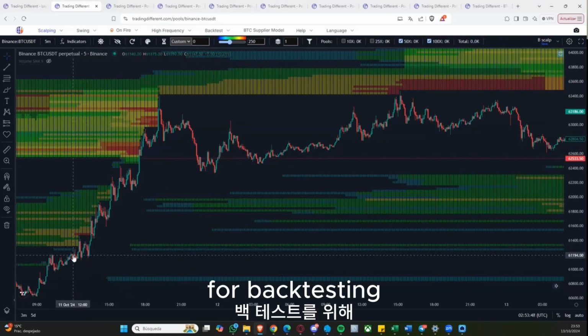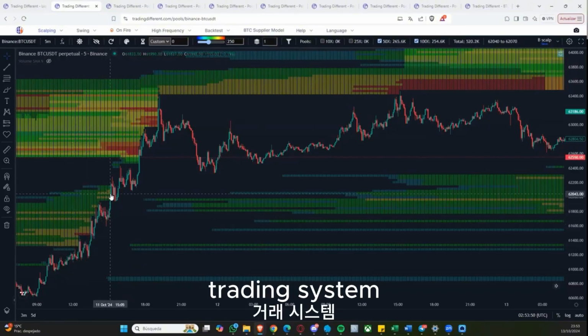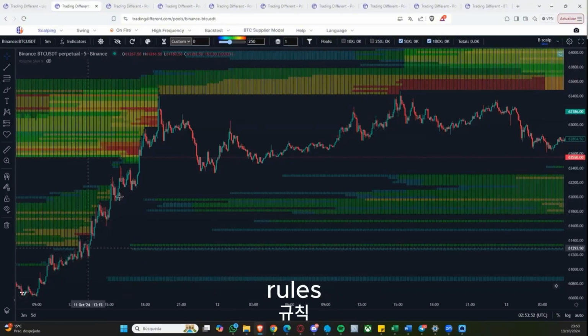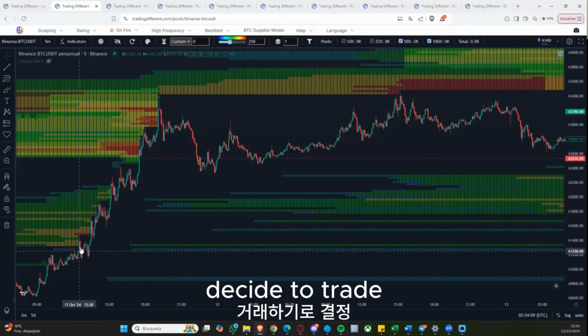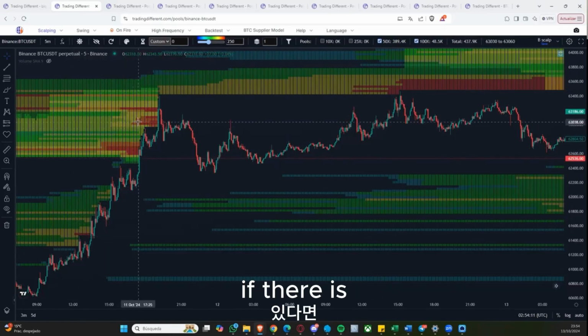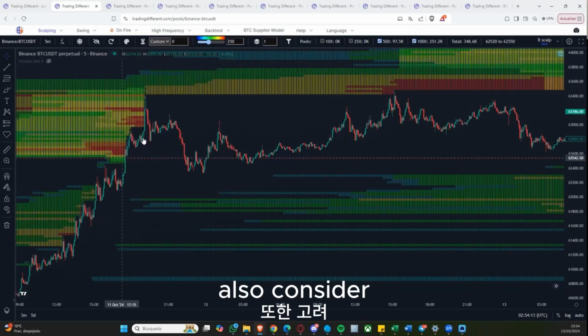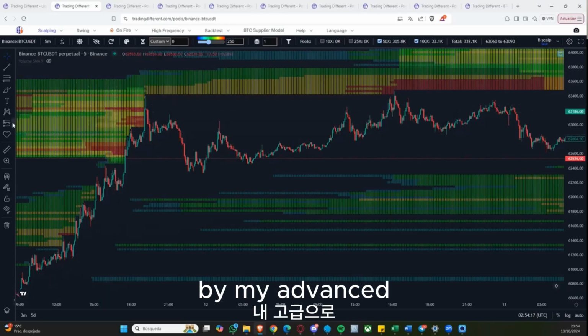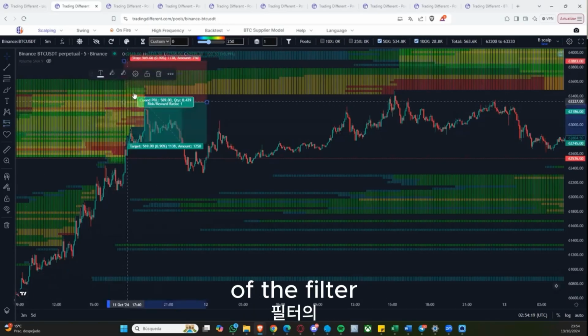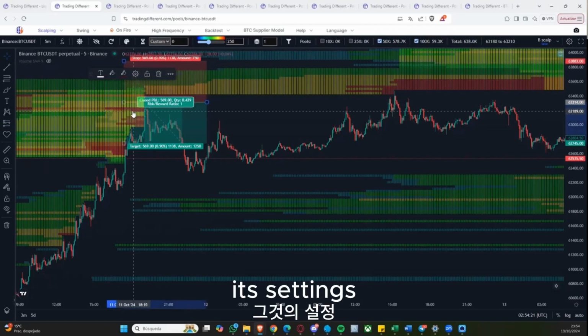It is useful for backtesting and consolidating a trading system with clear and quantifiable rules. If an area lights up, I can decide to trade in favor of the pool. If there is enough liquidity, I can also consider a short entry. I can do this from the last pool line marked by my advanced filter. The rest of the filter is still visible and I can adjust its settings if needed.